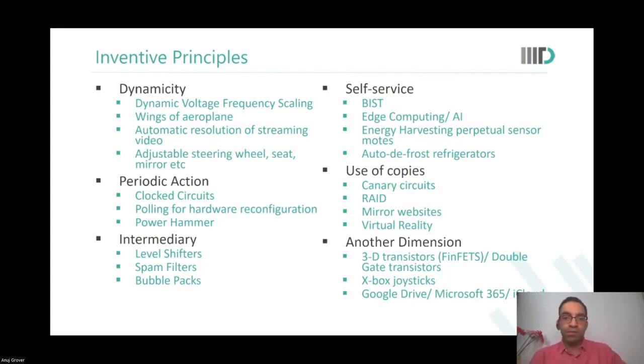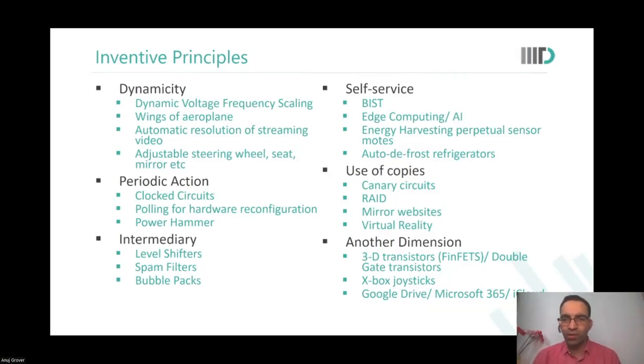Use of copies. How many have heard about RAIDs, the redundant arrays of independent disks? Many of you are computer engineers. I assume you would know about it. RAIDs. No one? Okay. Someone.